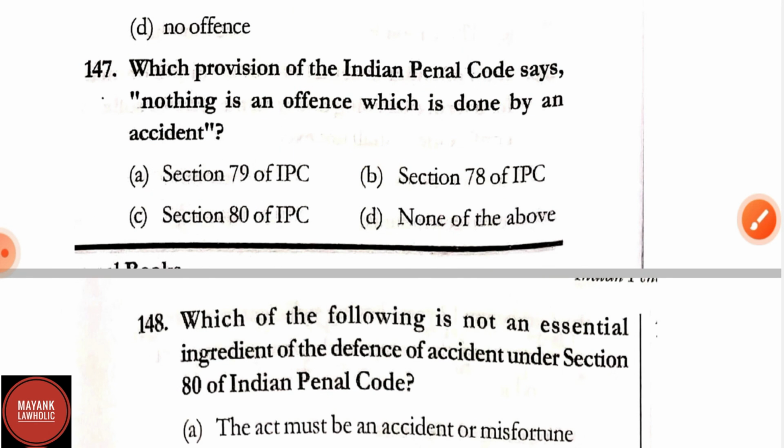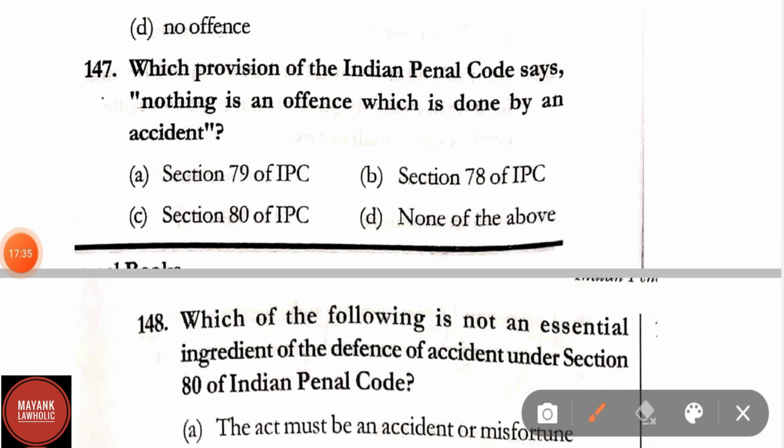Question number 147. Which provision of the IPC says nothing is an offence which is done by an accident? Option A, section 79 of IPC, option B, section 78 of IPC, option C, section 80 of IPC, and option D, none of the above. Correct answer is option C, that is section 80 of IPC.